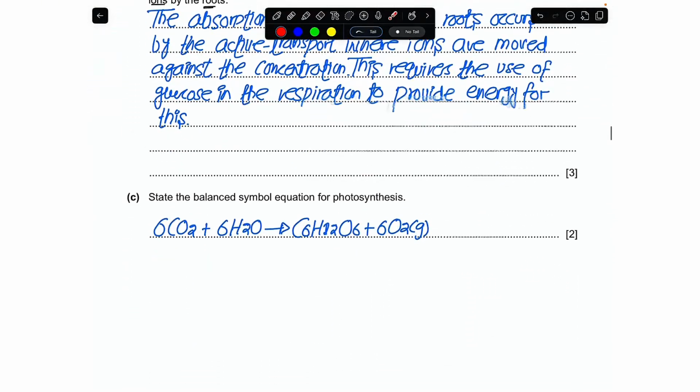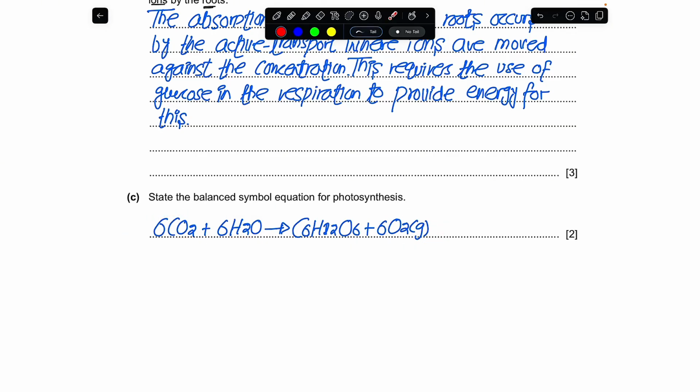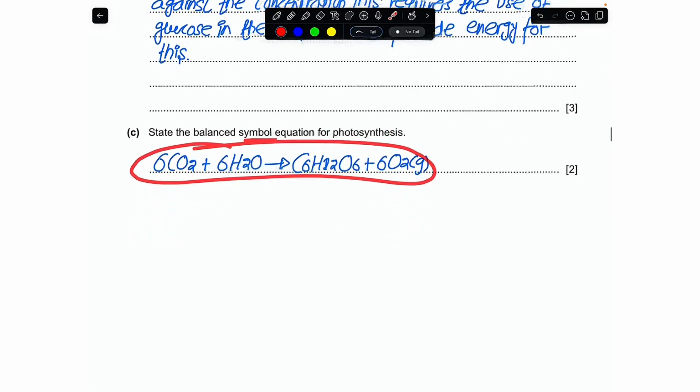Now here comes a very typical equation for Paper 2, where we are required to write a balanced symbol equation for photosynthesis. Here we have carbon dioxide gas, this is the water, this is glucose, this is oxygen, and we have to put 6 with CO2, water, and oxygen gas. So this becomes the balanced symbol equation. They did not say word equation; symbol means in terms of the chemical symbols.